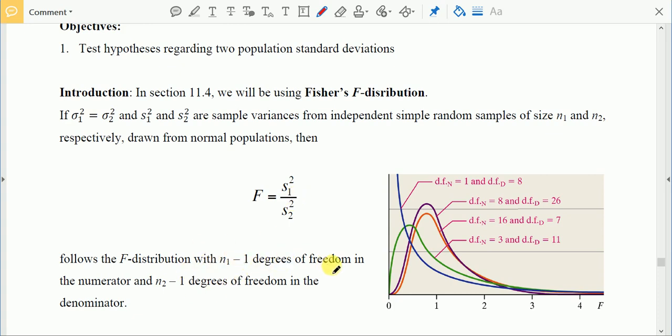There are two different degrees of freedom. n1 minus 1 is the degrees of freedom for the top, or the numerator, right? S1 is from population 1, so we take n1 minus 1 from the sample size n1 for the top. For the bottom we take n2, because we are using S2 at the bottom. So n2 minus 1 degrees of freedom is for the bottom. And you can see here, different degrees of freedom will give you a different distribution.